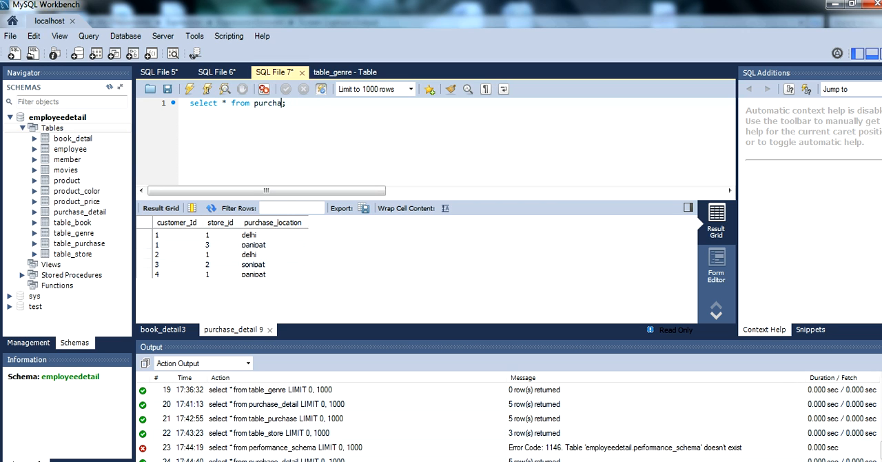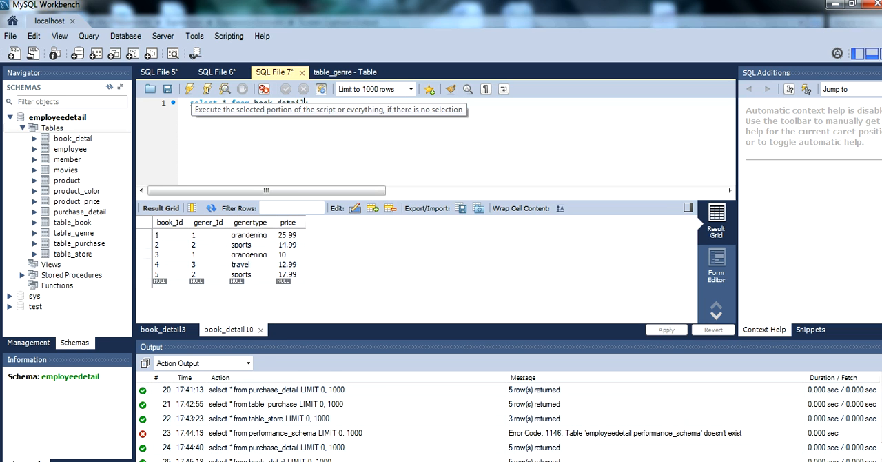We have another one, book detail. Execute it. For third normal form, there is book id, genre id, genre type. First we check whether it is in first normal form or not. This is in first normal form. Next, is it in second normal form or not? No, this is not in second normal form because there is no primary key.